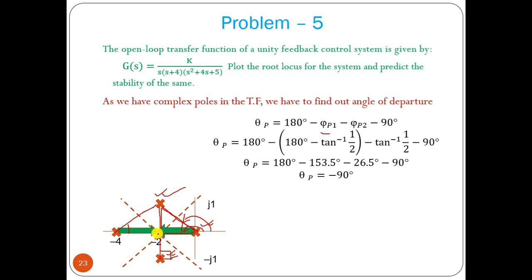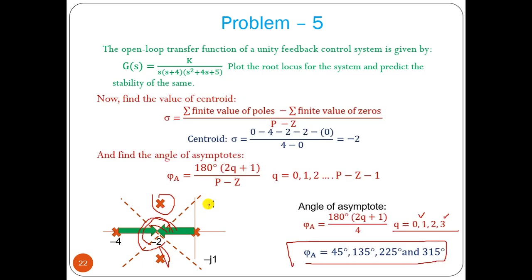So tan inverse 1 by 2. Okay, 180 degree minus tan inverse 1 by 2. Then from this right angle triangle we can find out what is the angle, that is tan inverse 1 by 2. Okay, then you can find theta p equal to minus 90 degree. That means these two poles should depart at 90 degree angle. Okay, vertically down, from here vertically up.